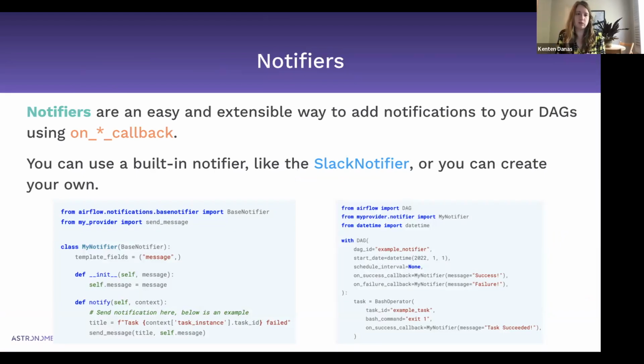So diving right in, the first new feature that I'll cover was net new in 2.6. So this did not exist before. They're called notifiers. Notifiers are an easy and extensible way to add notifications to your DAGs. You may be familiar with the on callback functions, like on success callback or on failure callback, that you can set at either the DAG or task level that will run some sort of function based on whatever that callback is doing. If it's on success, it'll do it when your task succeeds.